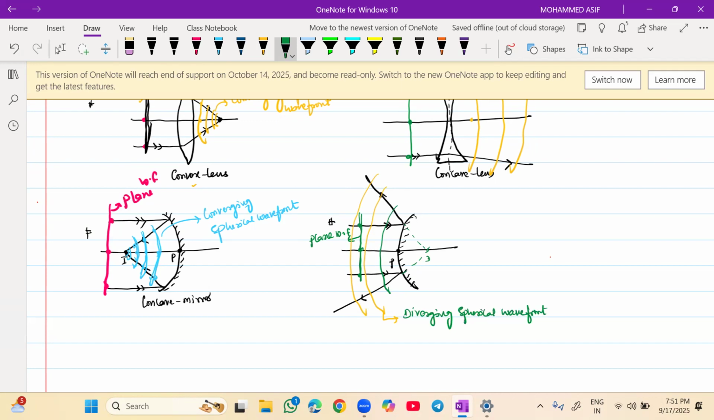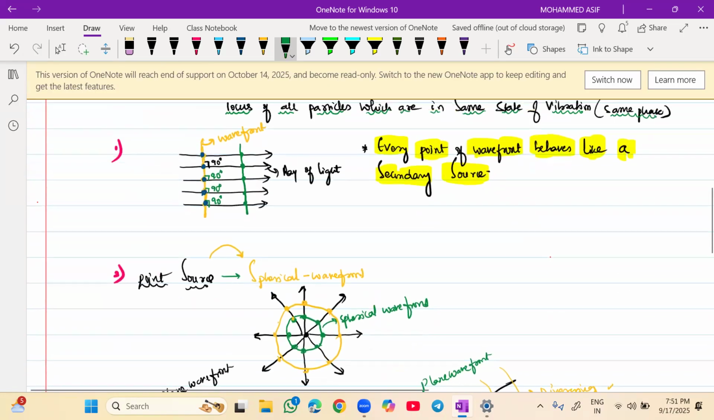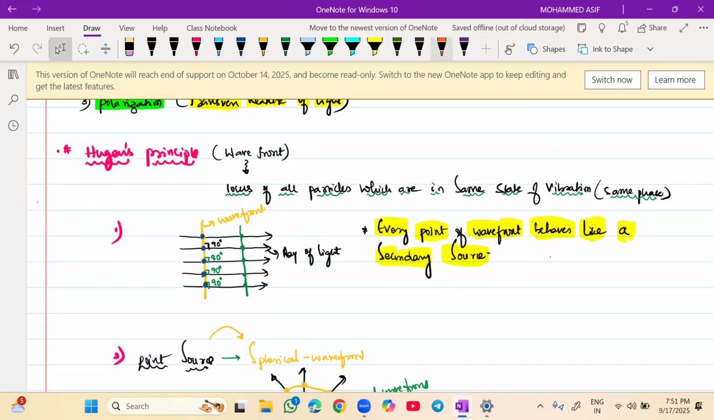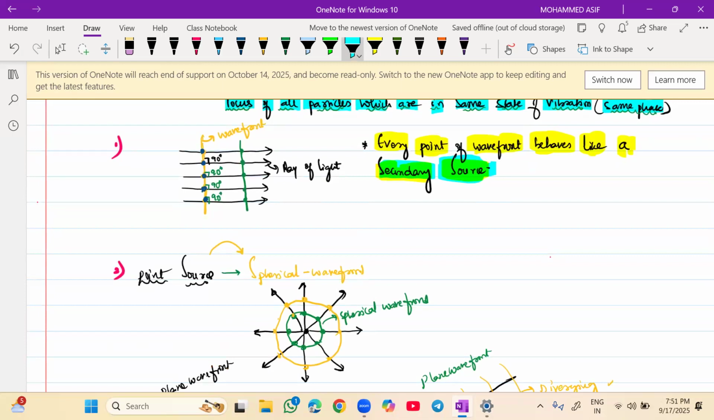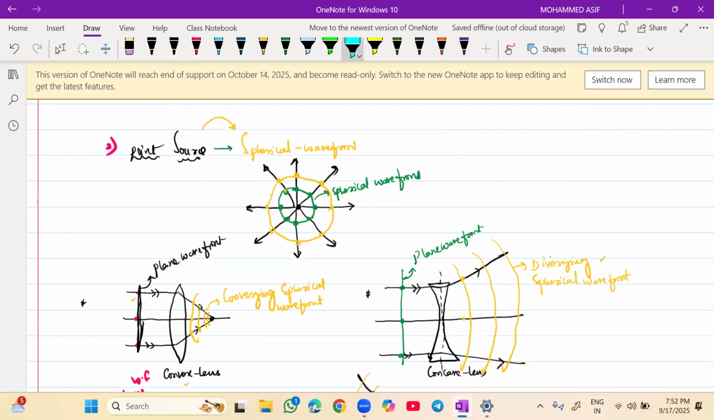I hope you are clear with the definition of a wavefront. A wavefront is nothing but the locus of all the points which are in the same state of vibration, or in the same phase. And every point of the wavefront will act as a secondary source. That is very important. The angle made by the wavefront with the ray of light is 90 degrees.